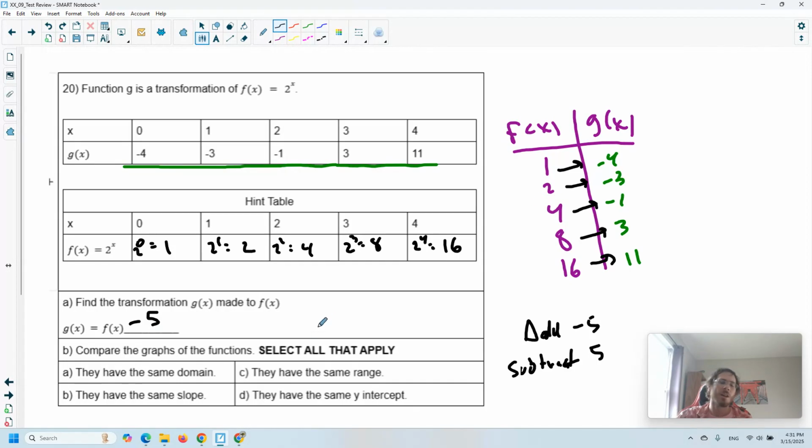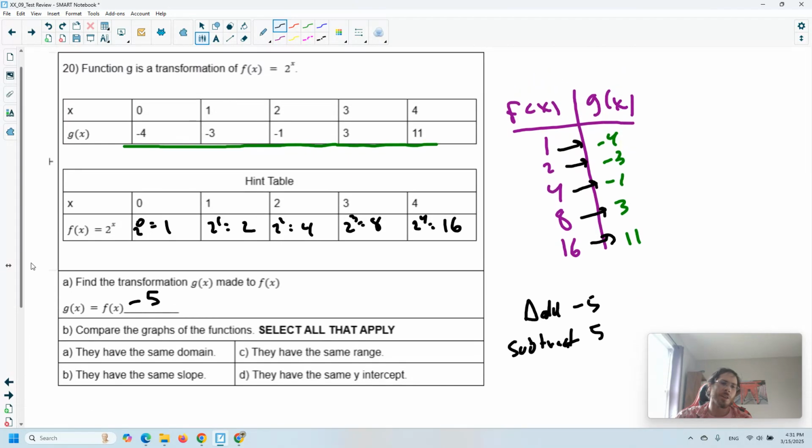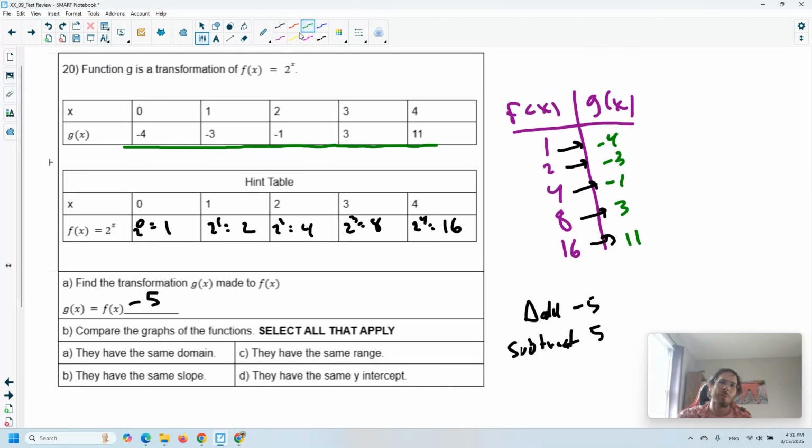For part B, we have to compare the graphs of these functions and then pick all that apply. Some of them we might not even need to graph. Like this one, they're both exponential, so they need to have the same domain, because the domain of all exponentials is always all real numbers. Well, the other ones, same range? I don't think so. I think this one's going to be 5 lower, so I don't think that's true. Same slope? That's possible. It looks like they're going to have the same slope because we're changing by 1, and then by 2, and then by 4, but I'll look at the graph to double check.